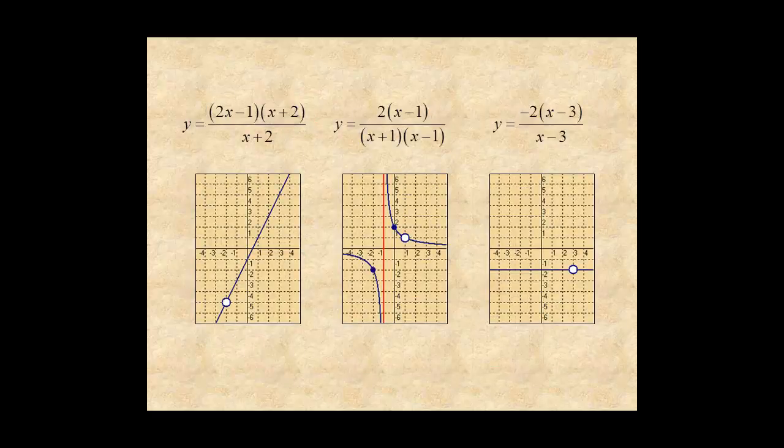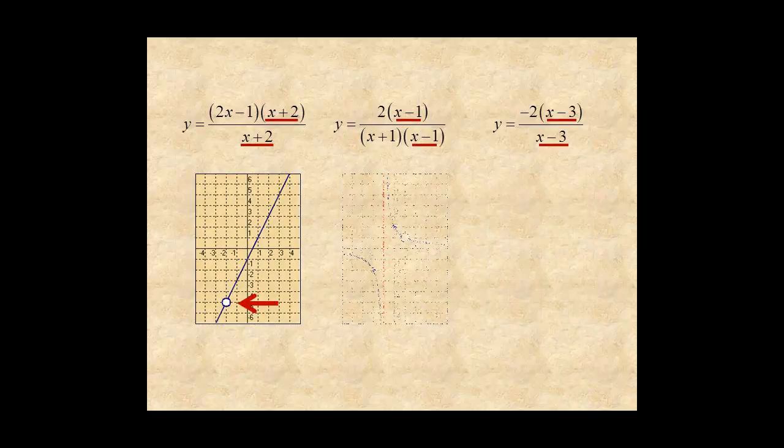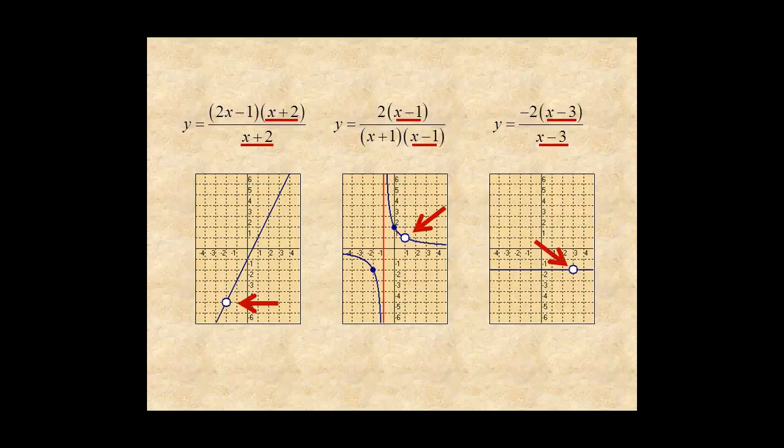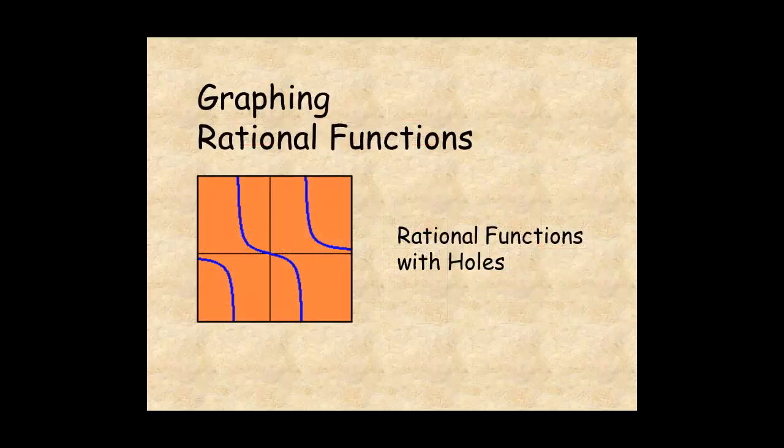Remember, factors define zeros. So when a rational function has the same factor in the numerator and denominator, the graph of the function has a hole at the point defined by the factor. This lesson showed how to graph rational functions with holes.